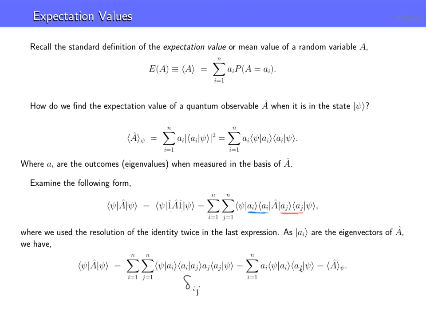Now, notice what we have. This is exactly what we had up here. So what it says is that sandwiching the operator between the state vector gives us the expectation value for that observable in that state. And that's a nice, simple way to express this.